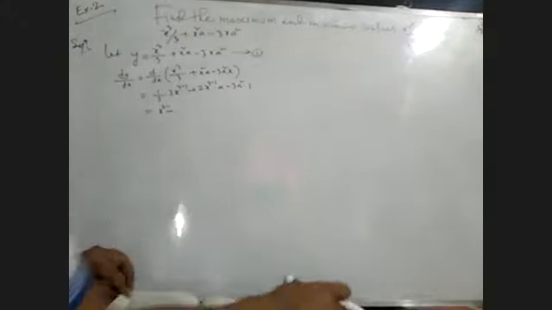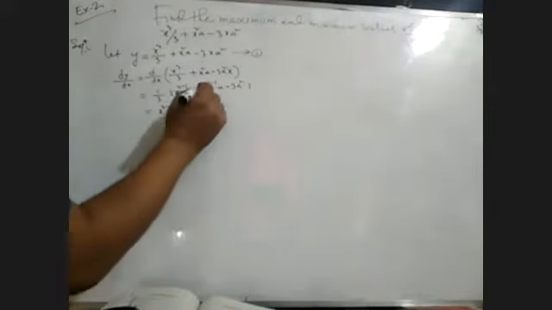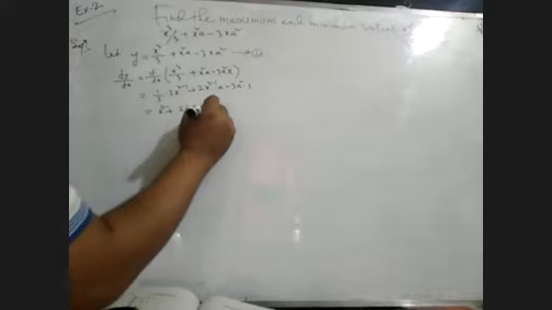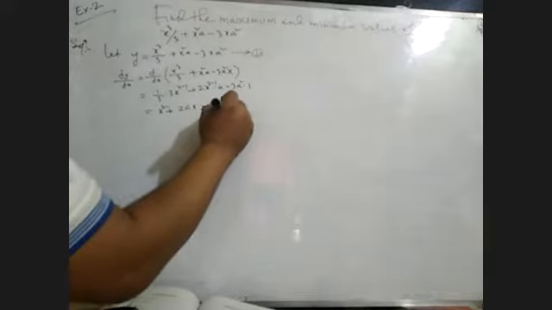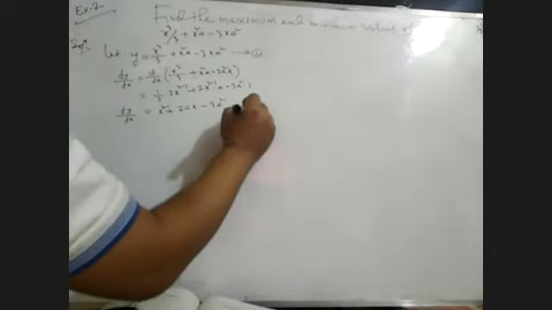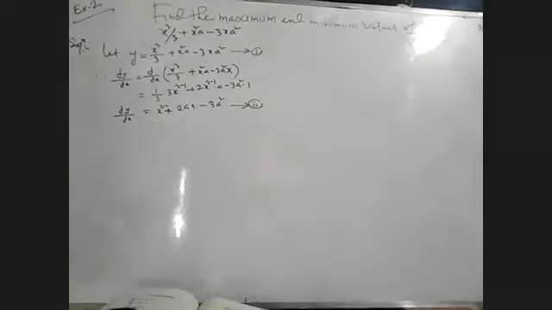So we get twice ax plus twice ax minus thrice a square. This is the value of dy dx, equation number 2.